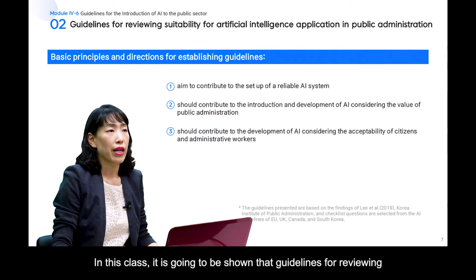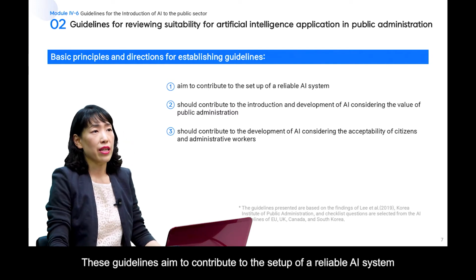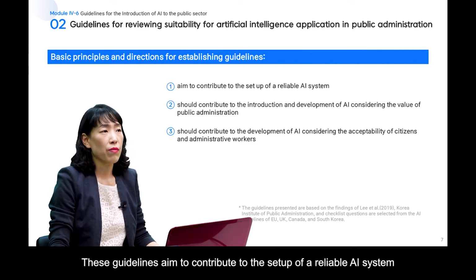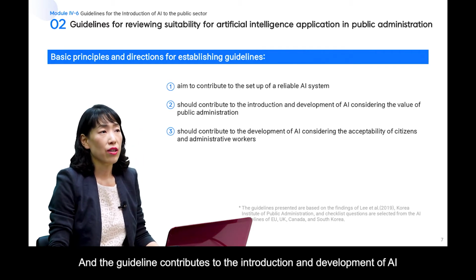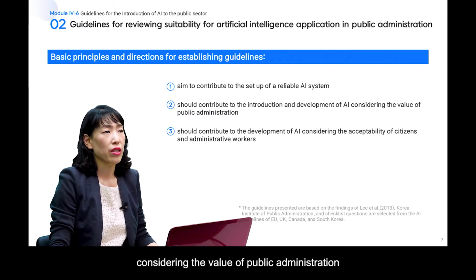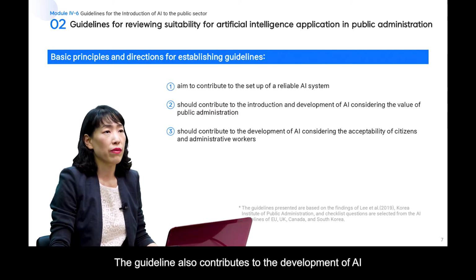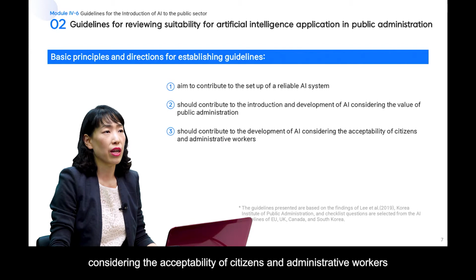In this class, the guidelines for reviewing suitability for AI application in public administration will be shown. These guidelines aim to contribute to the setup of a reliable AI system. The guidelines contribute to the introduction and development of AI, considering the value of public administration. The guidelines also contribute to the development of AI, considering the acceptability of citizens and administrative workers.